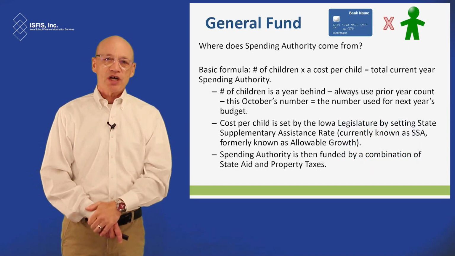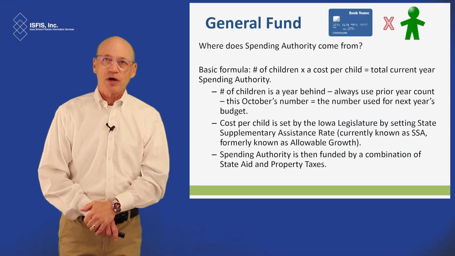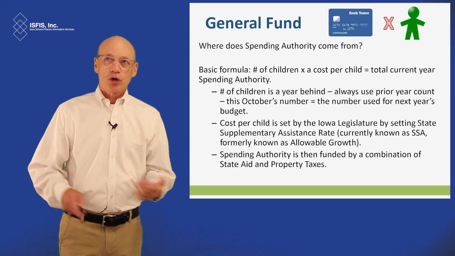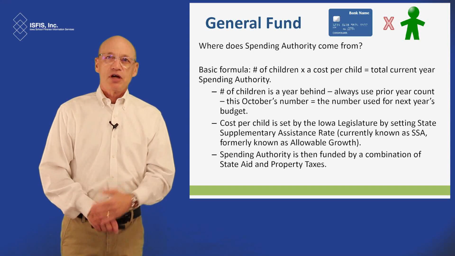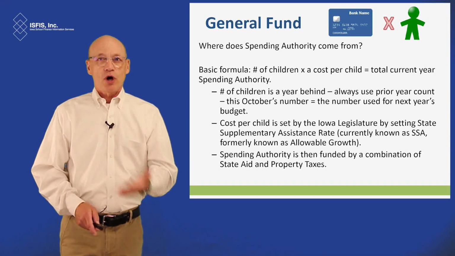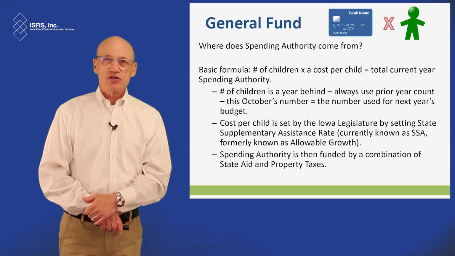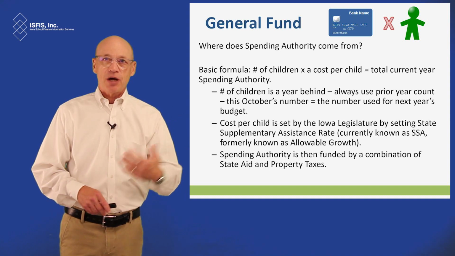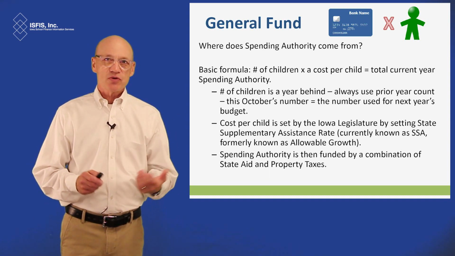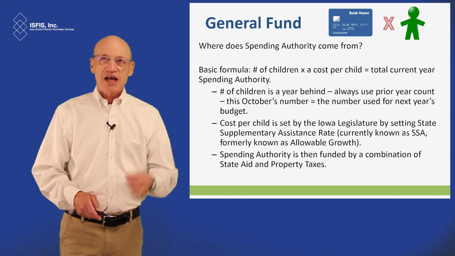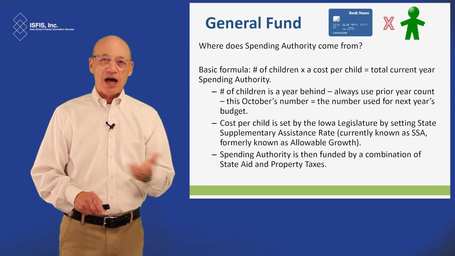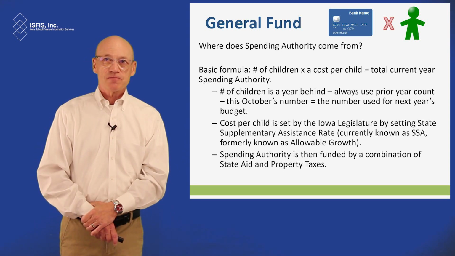So where does the spending authority come from? Well, we talked about it a little bit already, right? How many students you have times that credit card limit per child is the total amount of current year spending authority. The number of children that we use in the formula is always a year behind. We always use the prior October 1 count for the school district's budget for the upcoming year. That cost or credit card limit per child is set by the legislature through the state supplementary assistance rate. That determines what that credit card limit is. And then the spending authority is then funded by a combination of state aid and property taxes.